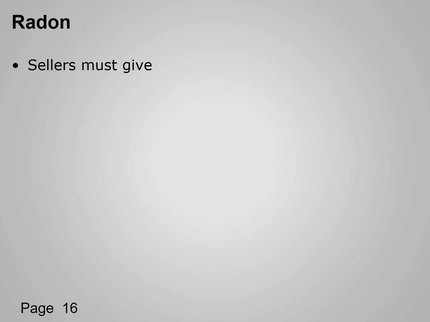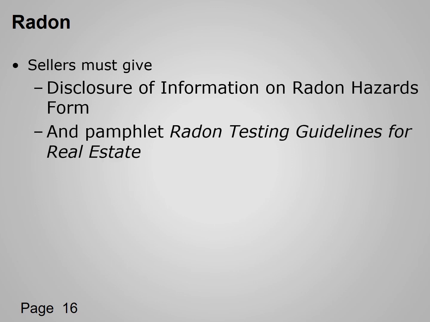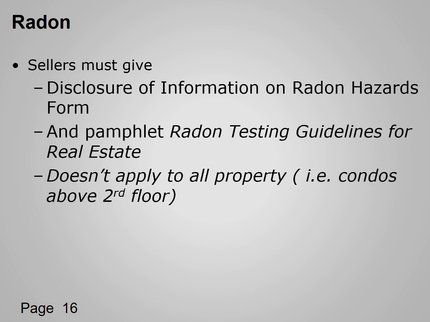With radon, sellers must give a disclosure of information on radon. It's called a disclosure of information on radon hazards form, so that's a form that sellers must give. And again, there's a pamphlet that goes with that explains to buyers about testing guidelines. Radon inspection and radon disclosure does not have to be made for any property that is above the 3rd floor. And of course, here we're talking about condos in particular, or perhaps apartment complexes, apartment units.